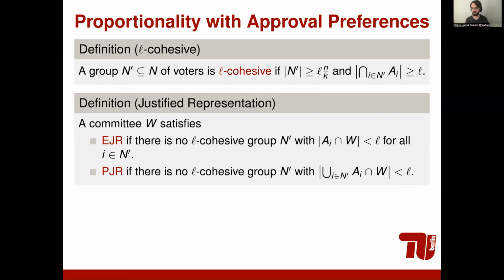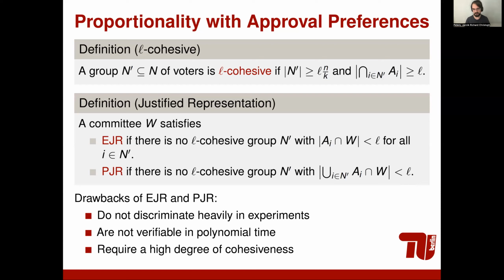These are the 2 main axioms that came out of a large line of research in proportionality with approval preferences. Now, they have similar downsides to proportionality for solid coalitions. Just like proportionality for solid coalitions requires these prefixes, they require these L-cohesive groups with large intersections. And if you do experiments, this does not really heavily discriminate. Further, you need to solve a sort of clique problem to even find these L-cohesive groups. So verifying whether a committee satisfies these axioms is not possible in polynomial time. So that's also kind of bad.